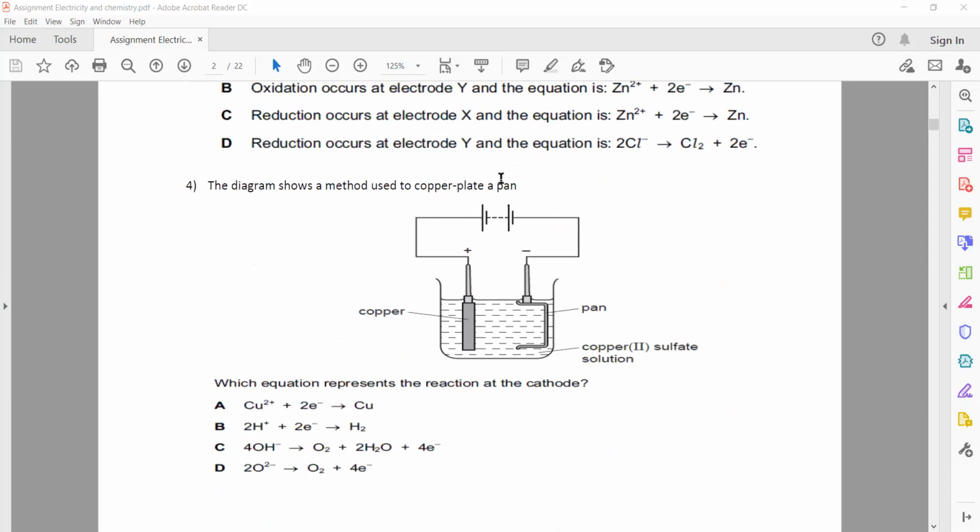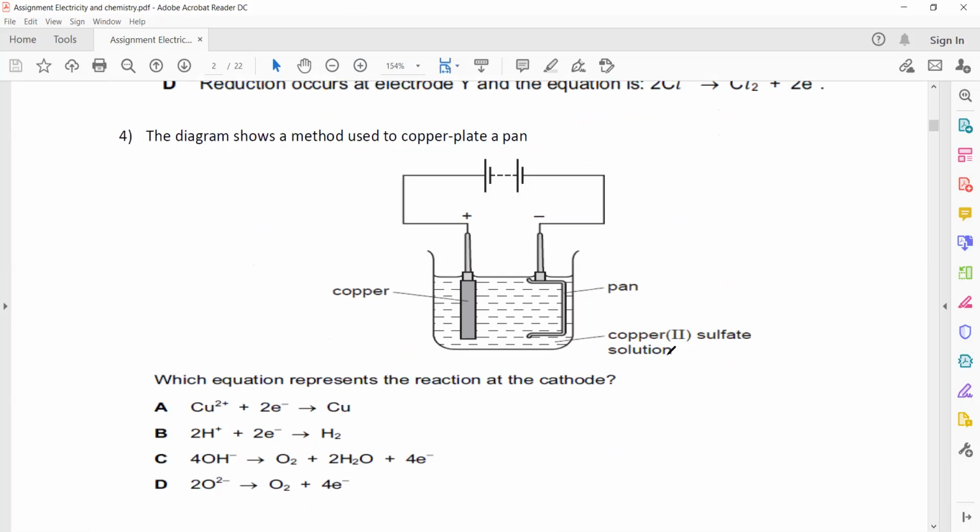The diagram shows a method used to copper plate a pen. So the pen is there and we are copper plating. Which equation represents the reaction at the cathode? So basically what happened? Because it's copper(II) sulfate, the copper ions are attracted towards the pen, and the copper atoms from the anode go into the solution as copper ions. So which equation represents the copper ion? It will gain electrons and change into copper atom. Yes, A is the right answer.